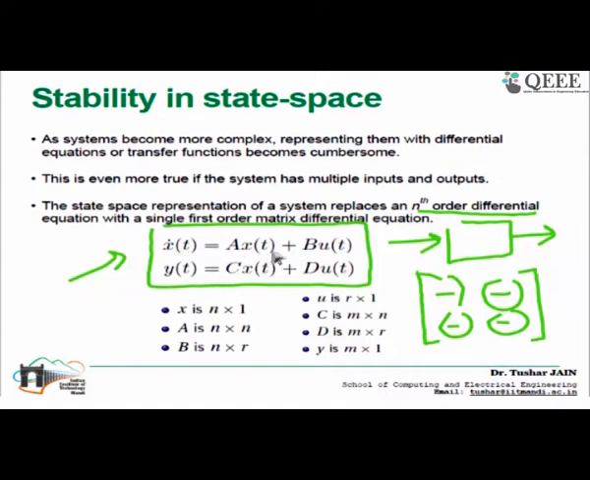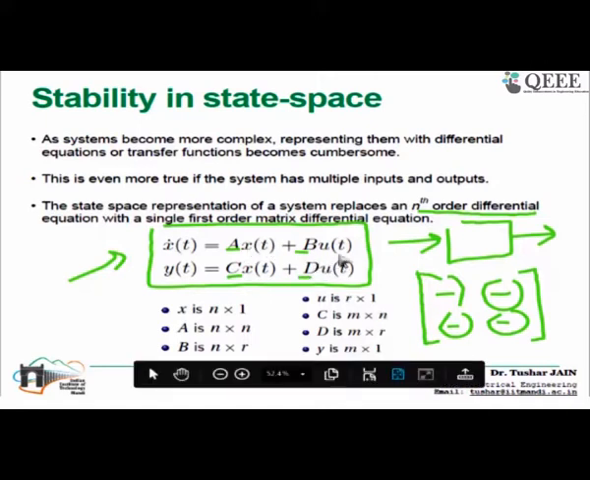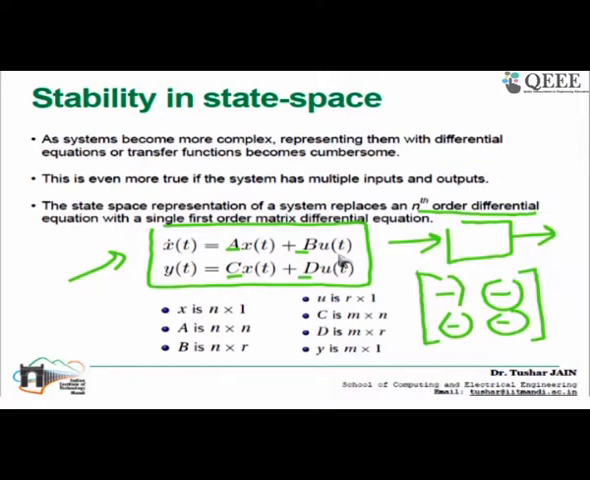x dot is equal to Ax of t plus Bu of t, where A, B, C, D are matrices of appropriate dimension, and they are just constant matrices if we are concerned about linear systems. Here we have the variable x, which is generally the state variable, the input variable u, and the output variable y.